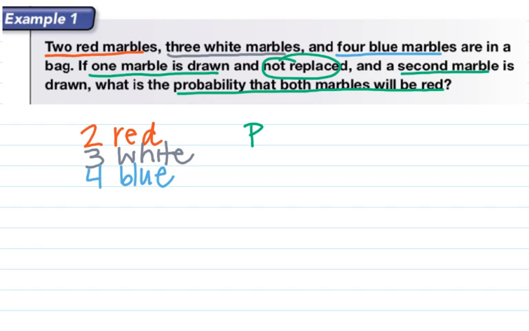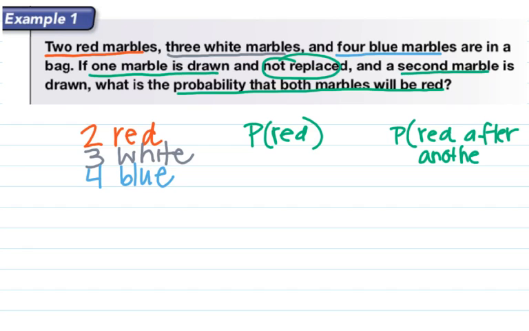So probability that we have red, and then we want to know probability that we'll have red after another red. So let's first look at just this first probability, that we have a marble drawn that is red.